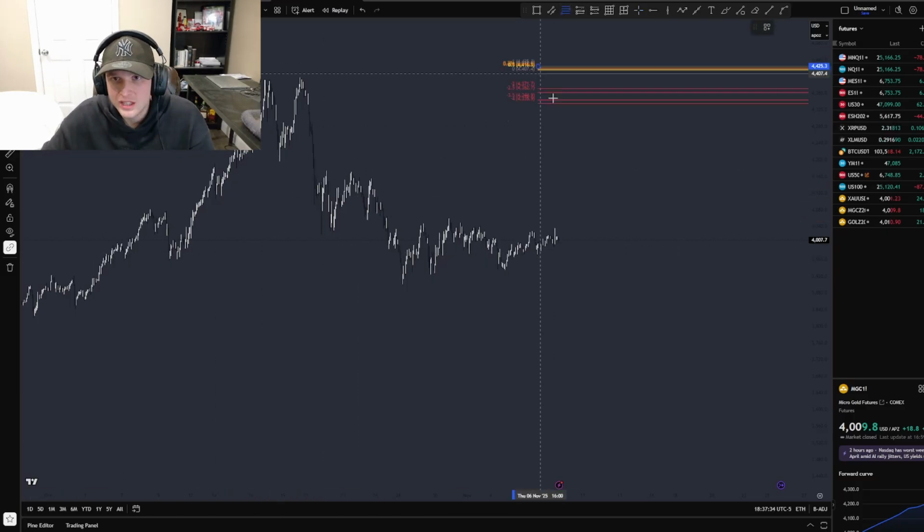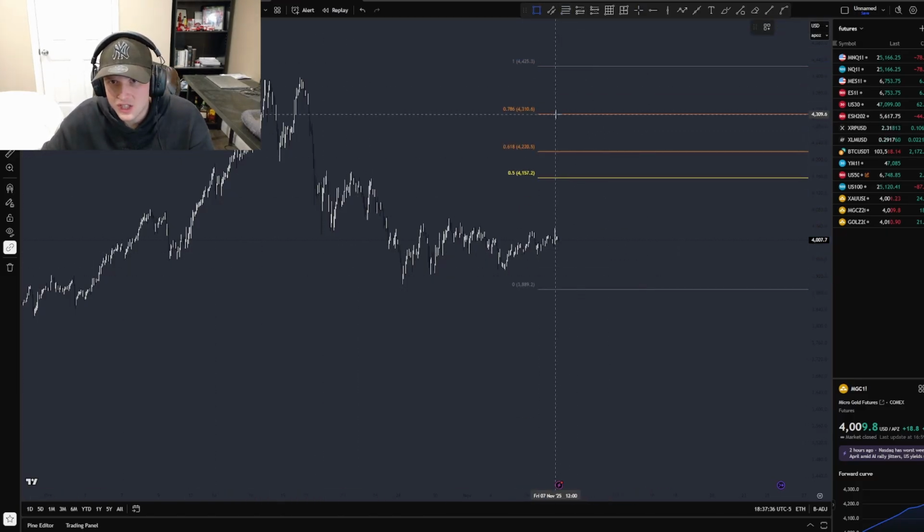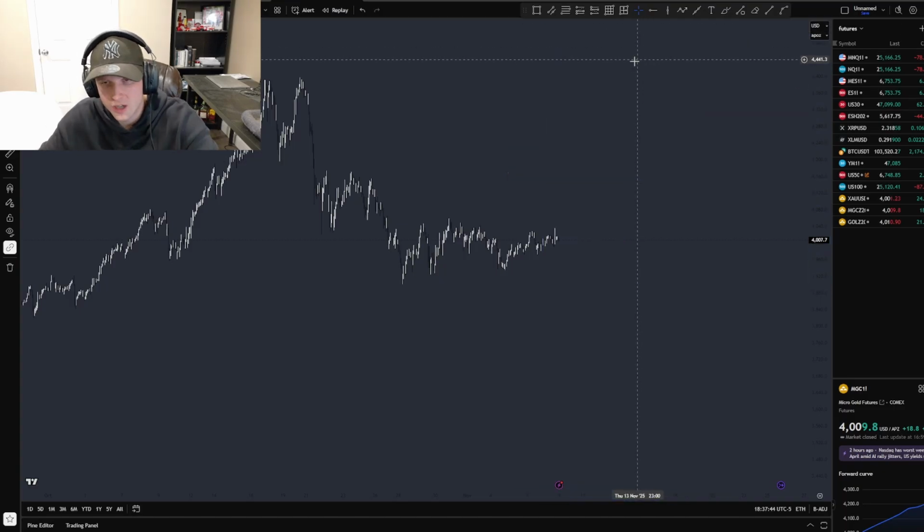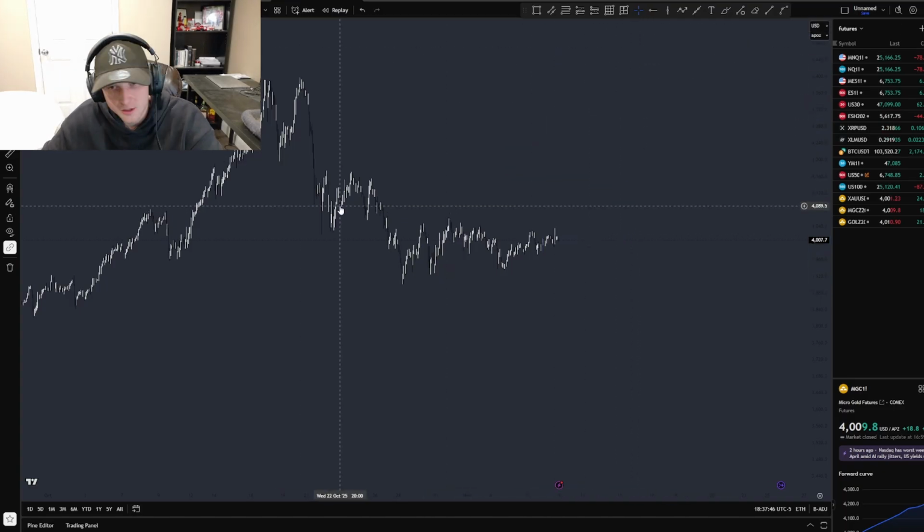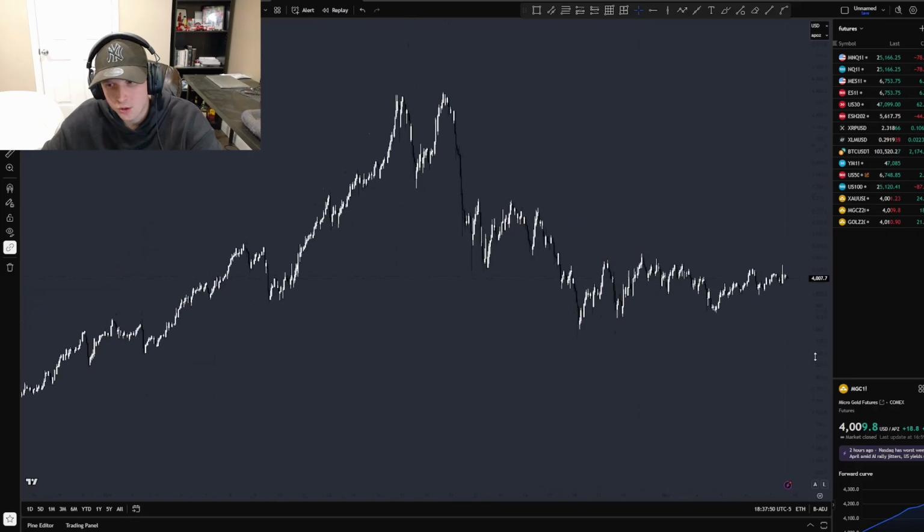okay? OTE, which is this zone here, is basically just a little extra. You get a little better risk. You might miss some entries, but it's called the optimal trade entry for a reason. It's a really good thing to do as well, right? You also always want to wait for candle closure, right?